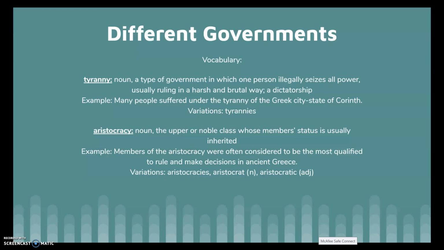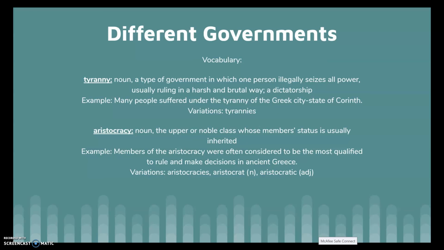Aristocracy is a noun, the upper or noble class whose member status is usually inherited. Members of the aristocracy were often considered to be the most qualified to rule and make decisions in ancient Greece. Variations: aristocracies; an aristocrat is the noun for someone in the aristocracy; or aristocratic is if we're describing something about it.